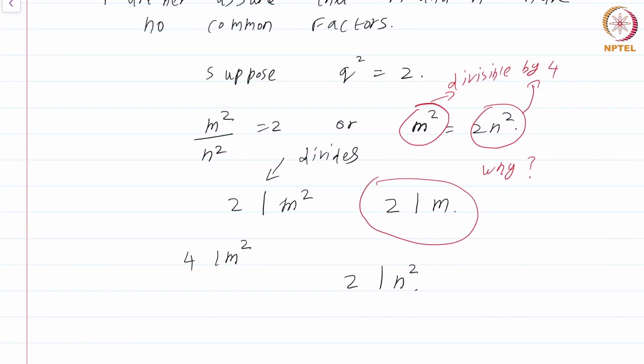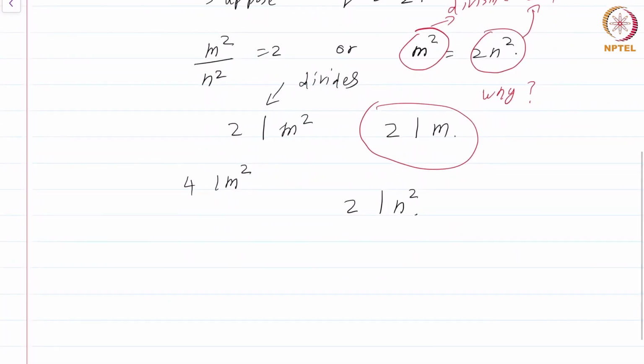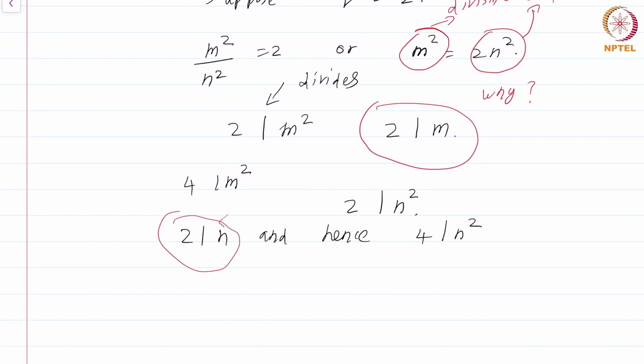Because 2 divides n squared, by the same logic, 2 divides n and hence 4 divides n squared. Okay? This is actually not going to be useful in the proof. All I need is that 2 divides n. But I'm just making that remark. But that means 2 divides m and 2 divides n as well.